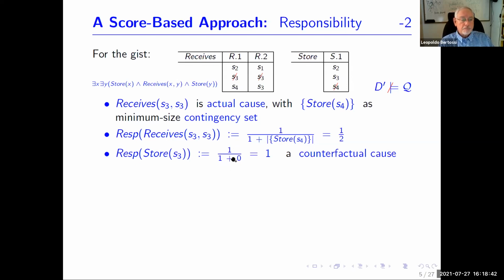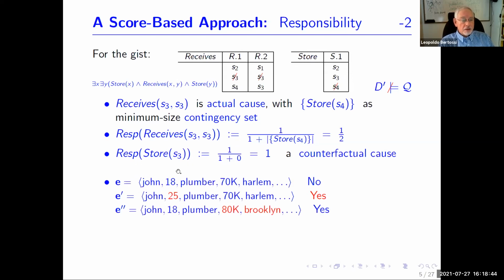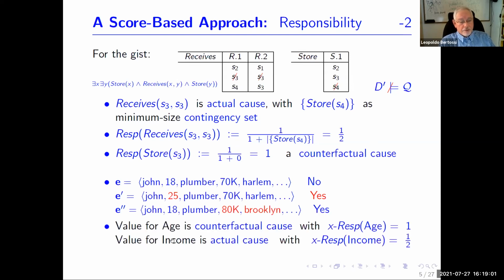So this is the idea. In the context of classification, this is the entity that got the label no. And then if we change maybe the age to 25, we get the label yes. So we change the outcome in the same way as we invalidated the query here. Or if we change these two values together, we obtain the label yes. So in this case, the value for age would be a counterfactual cause with explanatory responsibility equal to 1.